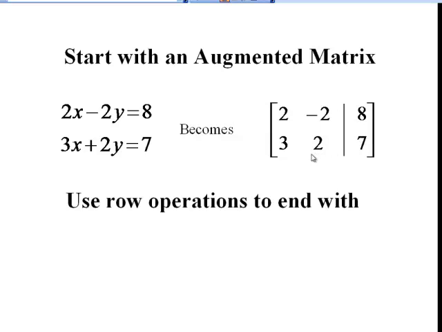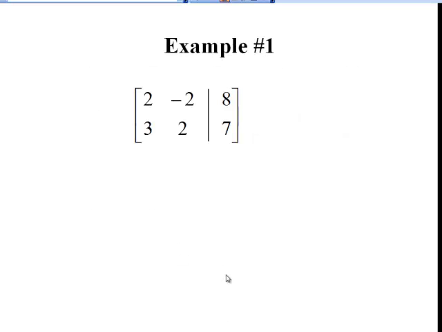Now the goal when you're doing these is to use operations, by adding and subtracting or multiplying by constants, to come up with a 1 in the top left corner, a 0 below it, a 1 next to that, and a 0 up above it. That's the identity matrix. We'll discuss that later. And then whatever's left over here is going to be your answer.